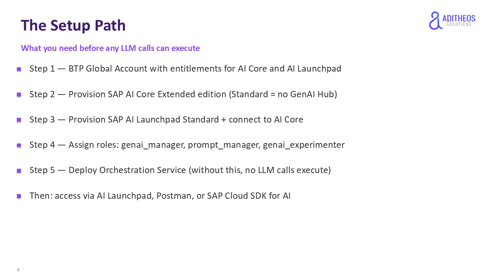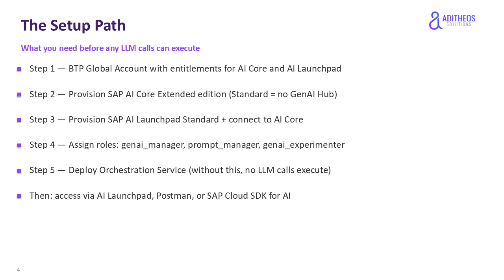Step 5, and this is the one people often miss. Deploy an orchestration service instance. This is the execution runtime for all GenAI Hub operations. Without a running orchestration deployment, no LLM calls can be made. Think of it as starting the engine. Until it's running, no prompts execute, no RAG pipelines activate, and no policy enforcement happens. It runs as a Kubernetes workload on SAP AI Core and is typically available in your default resource group.